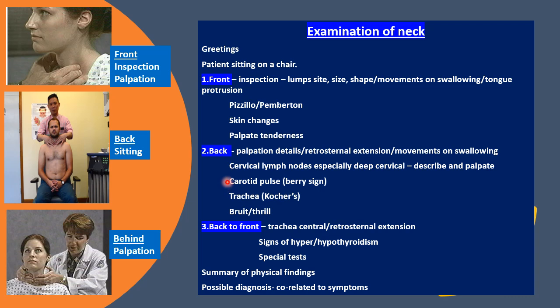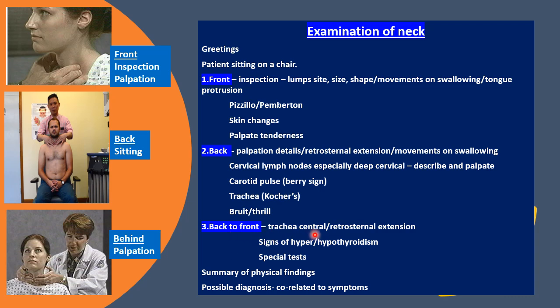Carotid pulse, which is also causing obliteration of the carotid pulse. That's a Berry sign. Pressure on the trachea leading to breathlessness, Kocher test, and also check for the bruit, auscultate for your bruit or thrill. Then the third part, again, you come back to the front to examine the patient.